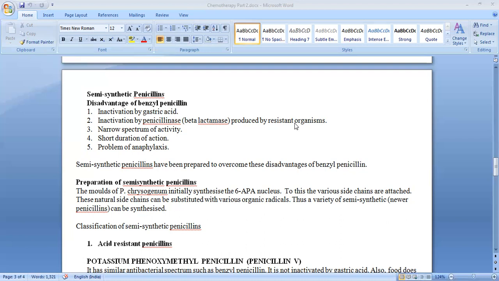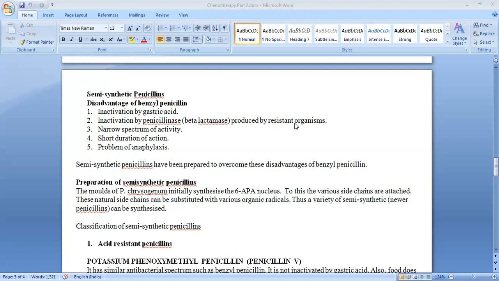Then benzyl penicillin also has the disadvantage that it has a narrow spectrum of activity. So it will not act on a wide range of organisms. It has a short duration of action, and many people were developing anaphylactic reaction, anaphylactic shock, after being administered this drug. So in order to overcome these disadvantages, later the scientists developed newer penicillin molecules which are semi-synthetic in nature.